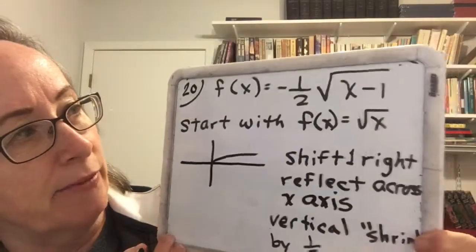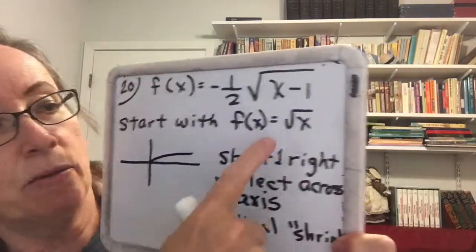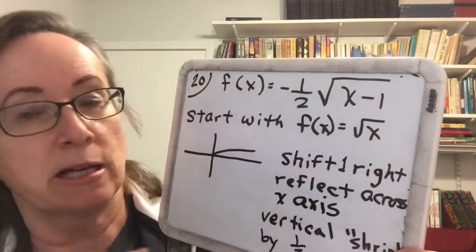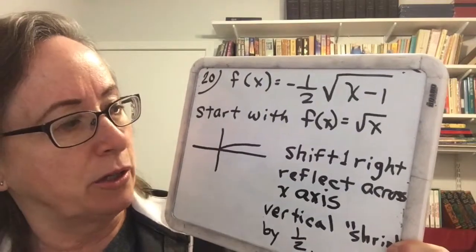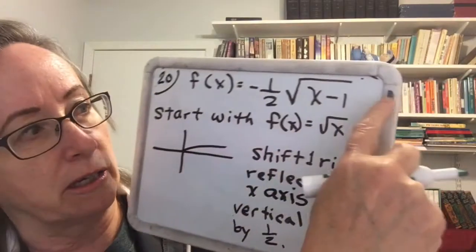Okay, so then let's look at number 20. And number 20 said f of x is negative 1/2 square root of x minus 1. Now we're using the parent function of the square root function. And we're trying to talk about what kind of shifts and changes are happening to the original function here to get the new function here.